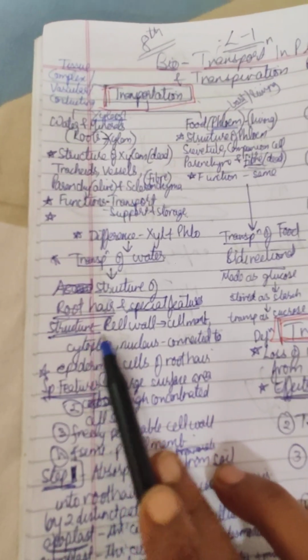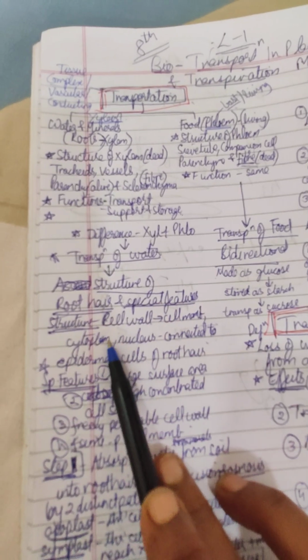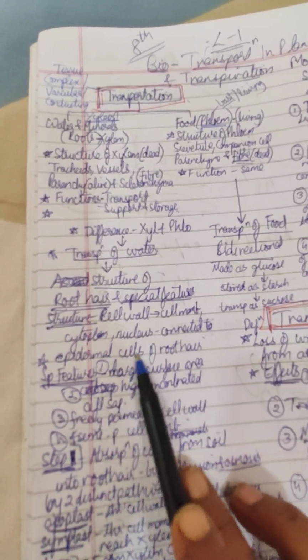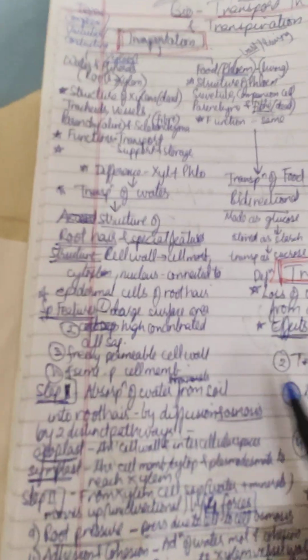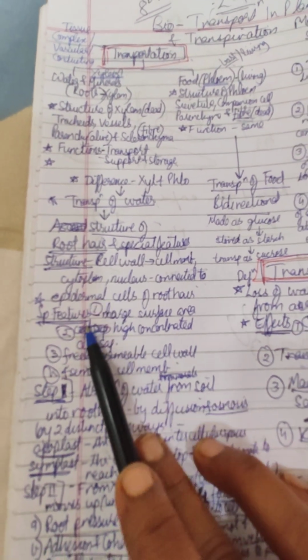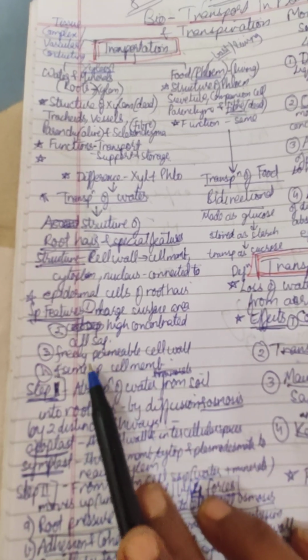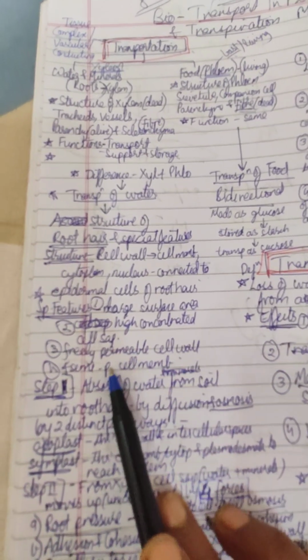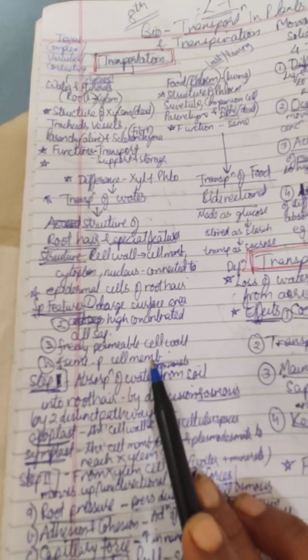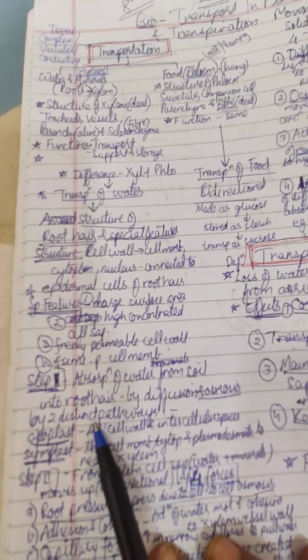Root hair structure is cell wall, cell membrane, cytoplasm, nucleus, which is connected to the epidermal cells of the root hair. What are the special features that help them absorb water? They have a large surface area, they have high concentration cell sap, they have a freely permeable cell wall, they have a semi-permeable cell membrane. Now let us go with the steps.